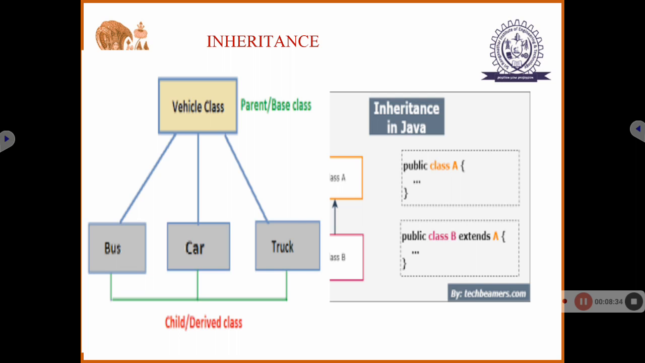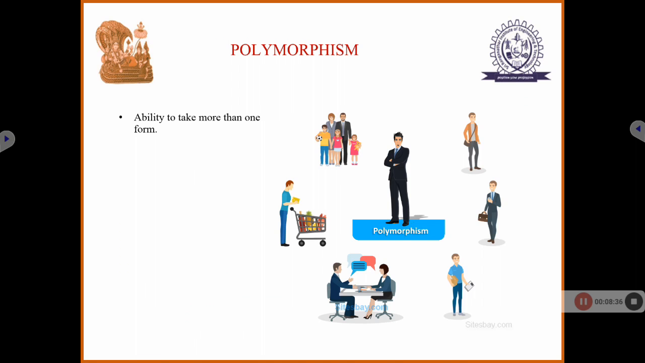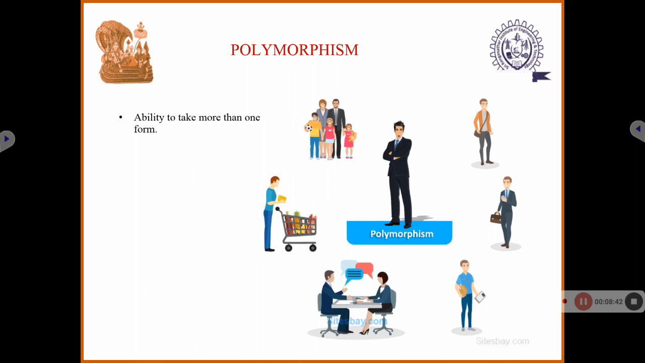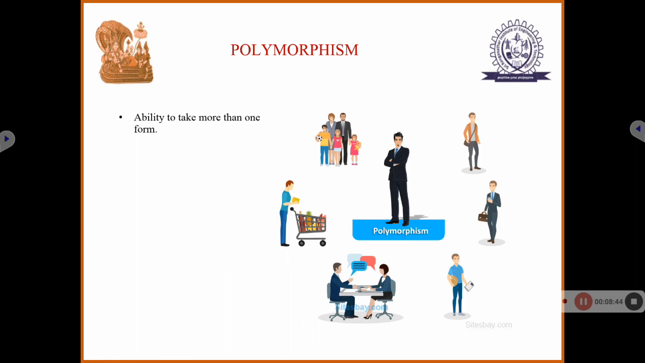The next pillar, we are moving to polymorphism. What is polymorphism? Can anyone say about polymorphism? Polymorphism is another pillar of OOP. The definition of polymorphism: we are doing a task in more than one form, by more than one action. It means the ability to do a particular task in more than one form. That is the basic meaning of polymorphism.